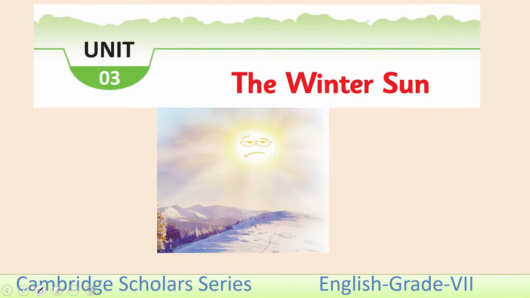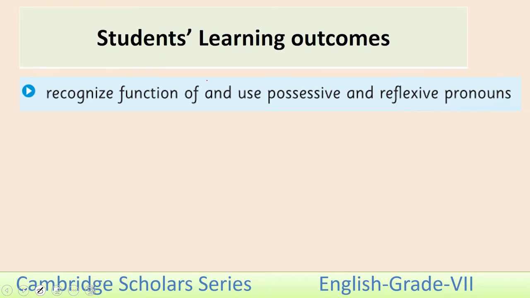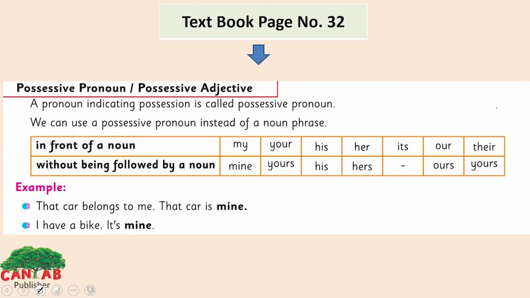We will start our lesson from unit number 3, the winter sun. SLOs of this lesson are: recognize the function of and use possessive and reflexive pronouns. So we discussed personal pronouns as subject and object in our previous lesson. Today we will discuss possessive pronoun and possessive adjective. They both are the same.